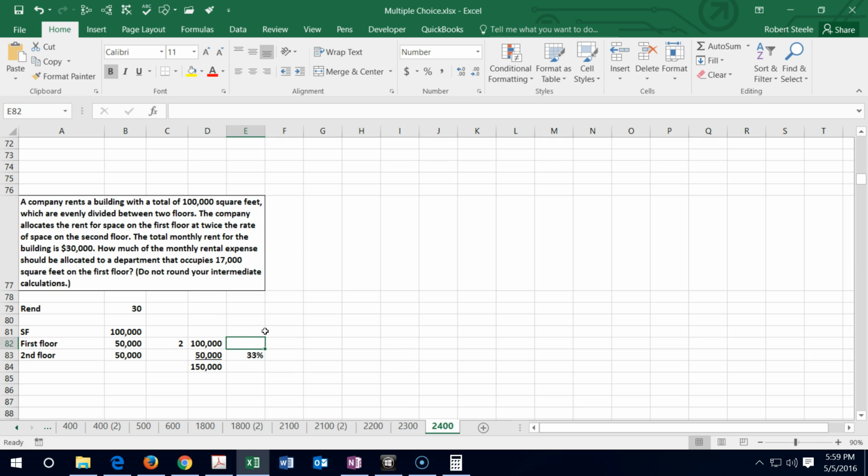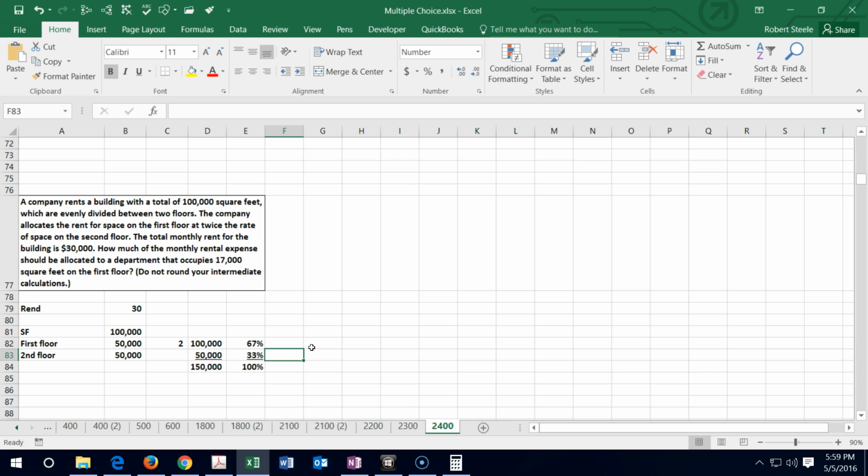Now, if we did the same thing up top, we'd say it would be the 100,000 divided by the 150,000. And if we make that into a percentage as well, then we get the 67. And of course, those add up to the full 100%, or 1, which we'll put as a decimal. Okay. So if we were to allocate to the entire second floor, it would be 33,000.